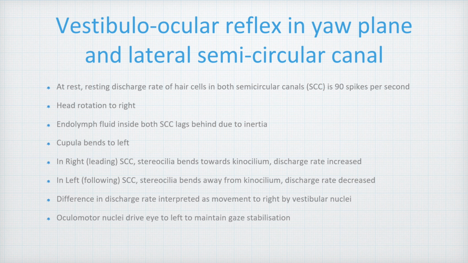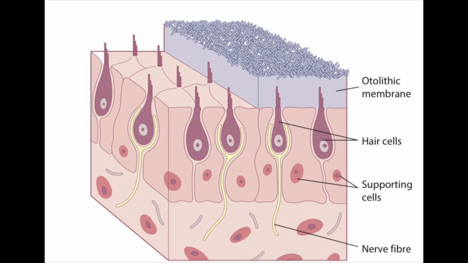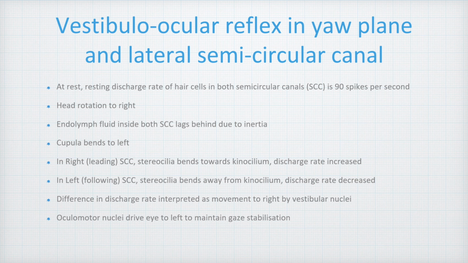Let's look at the response step by step. Now, at rest, with the head straight ahead perhaps, the discharge rate of the hair cells in both semicircular canals is about 90 spikes per second. The system, just like the cochlea, has hair cells. Hair cells are seen in the cochlea for hearing, and hair cells are seen in the vestibular system for maintaining equilibrium. These hair cells at rest in the semicircular canals have a resting discharge rate of 90 spikes per second. Now what are we doing? We are turning the head to the right.